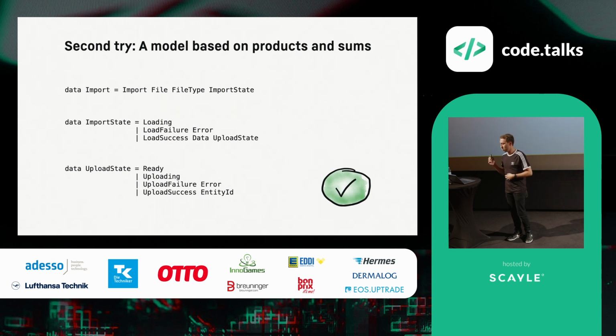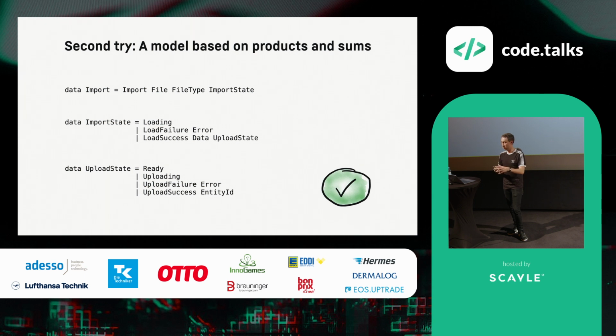And also, most crucially, in the success case, it now makes sense to talk about the upload, because it doesn't make sense to talk about the upload if the loading didn't even finish, or if there was an error. But now, if the load succeeded, we can talk about the upload state. And the upload state, in turn, is another sum type, a sum type of four cases. There can be a ready state. The user wants to still vet some details about this file to be imported.